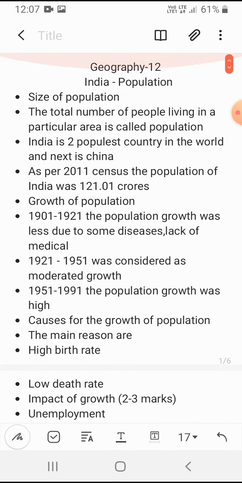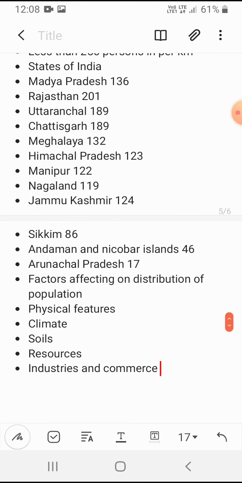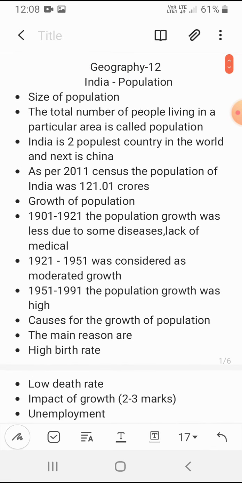So this is your chapter. On these factors, the population of India is distributed. This is your chapter, population of India. You understand, I think so. I will make these pages into a PDF and put the link in your description. You can download and save it. They may ask some small 1 mark questions, like what is population, what is density of population, and factors. They may not ask more marks from this chapter.